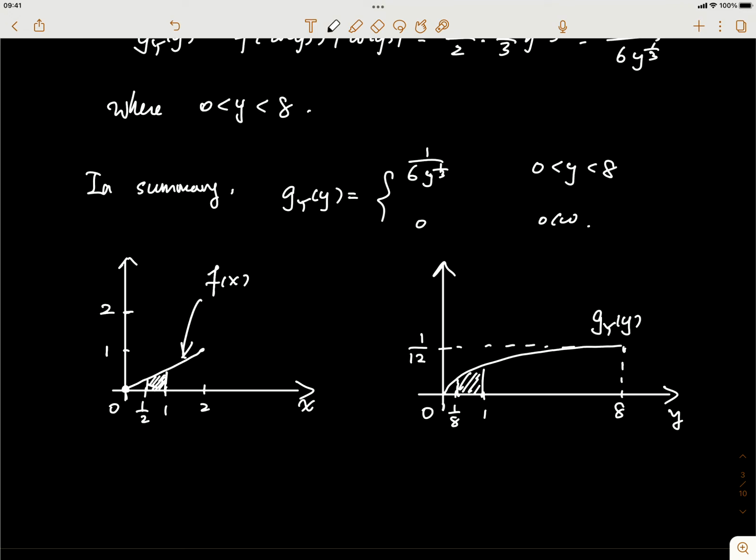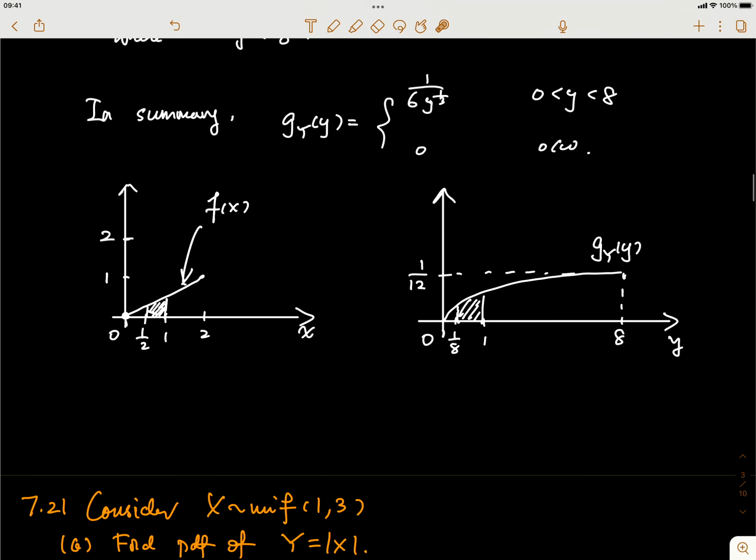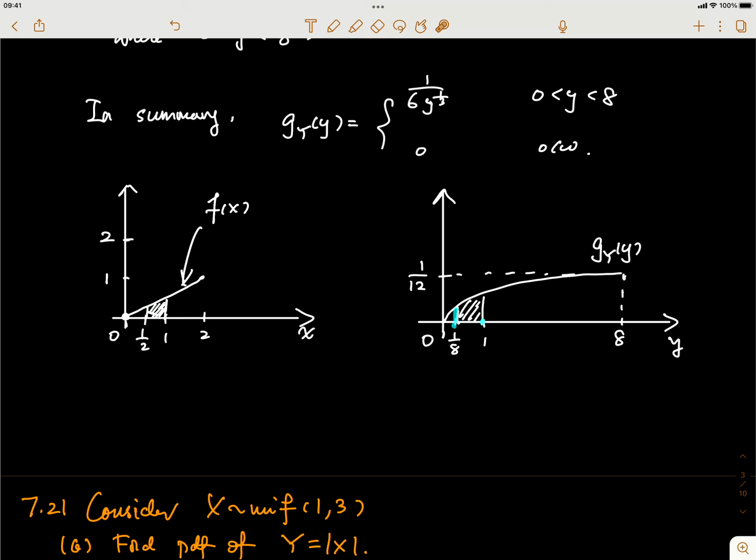For the probability density function of y, we know that it's just this guy, it's one over 6 times the cubic root of y. When y equals 8, this number becomes 2, and this is 1 over 12. So that's the curve. This guy is the curve of the probability density function of y. The probability that y falls into the interval 1 over 8 and 1 is just the area. So just plot these two points and draw the area under the curve. That is the probability.